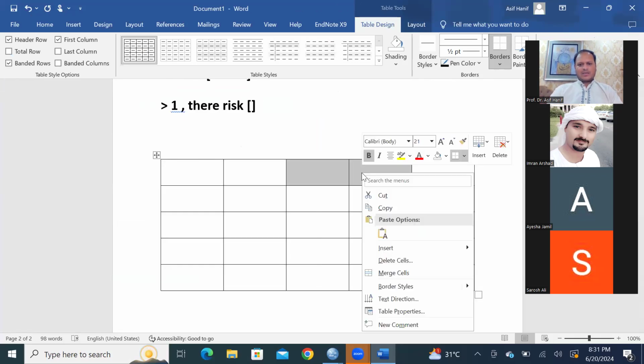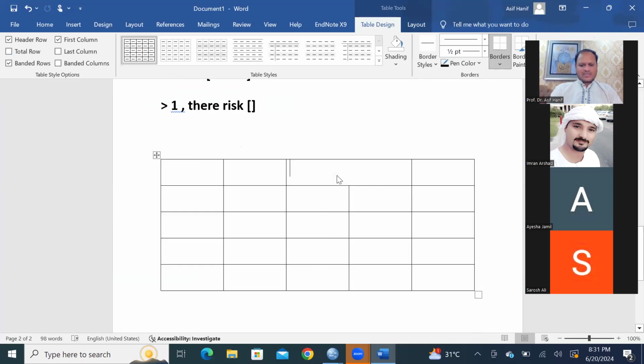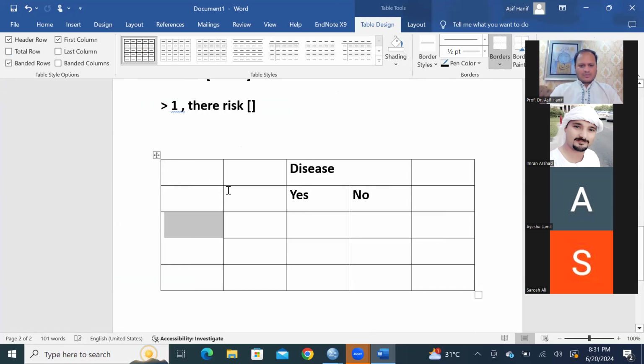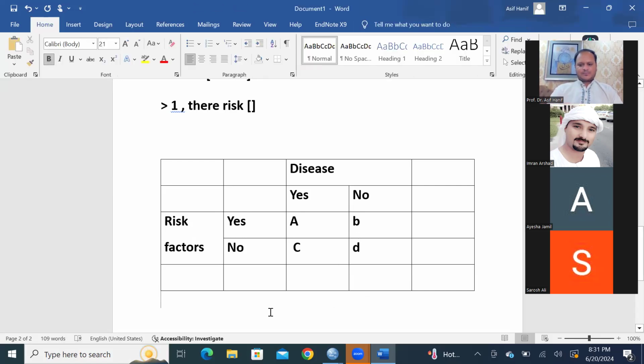Suppose this is my disease, any disease. It should be yes and no. If there are my risk factors, it should be yes, then no. Here is A, here is B, here is C, here is D. So the formula for odds ratio is always AD over BC.